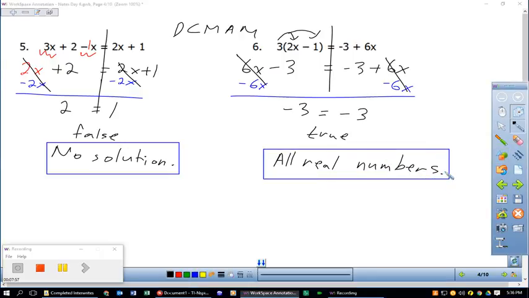Remember that from the other day. Okay, that's good. That's a pretty big deal. Those are two special cases that can happen, and they do happen. So be prepared to see those again. Number 7.